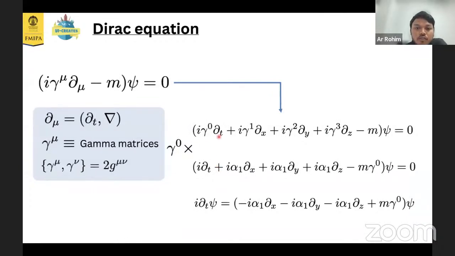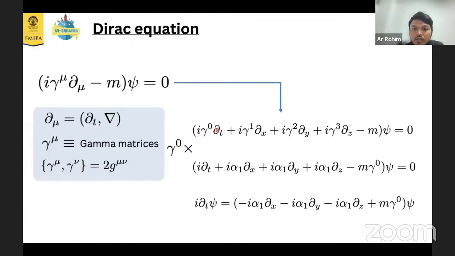So gamma 0, from here we have gamma 0 squared, and gamma 0 squared equals 1, and gamma 0 gamma 1 equals alpha 1, gamma 0 gamma 2 equals, sorry, I make mistakes. So this should be alpha 2, and this should be alpha 3.